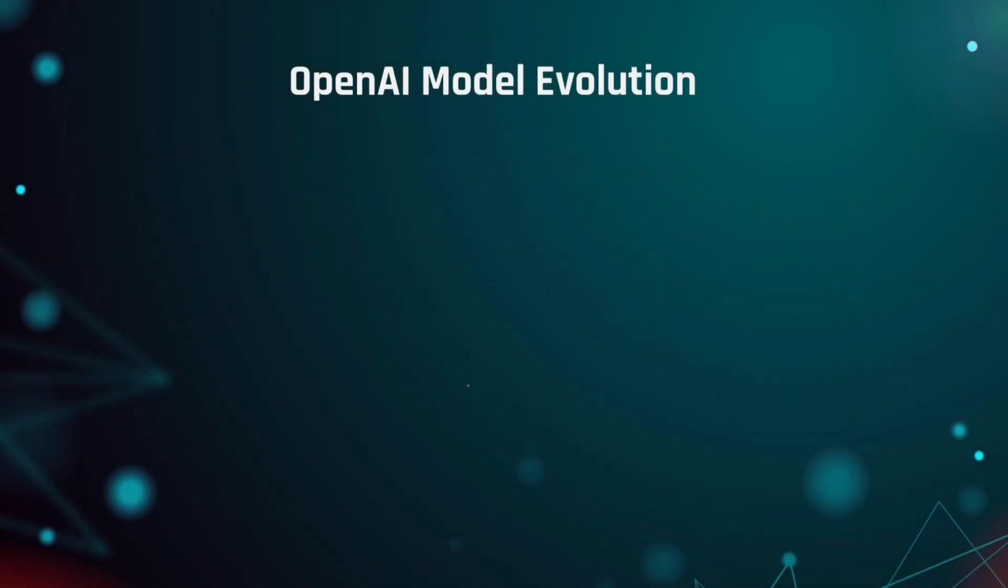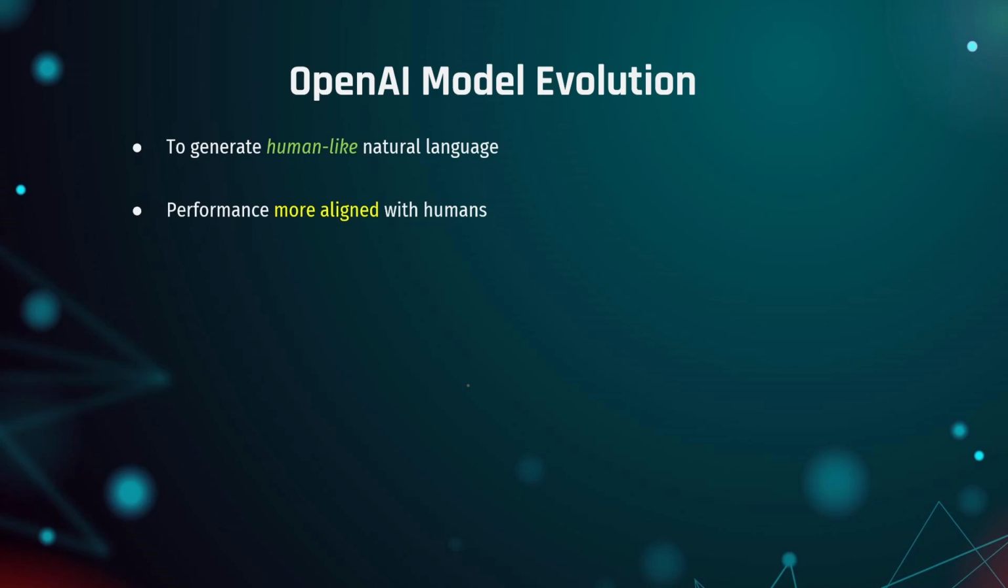Since by now you are already familiar with zero shot and few shot or in context learning ability, understanding OpenAI model evolution আপনার জন্য খুবই সহজ হয়ে যাবে. Okay, so what did we see in our last video? আমরা কি দেখেছিলাম? When developing large language models like GPT, the single goal of OpenAI was to generate human-like natural language, right? And over the years, OpenAI has been trying to align the performance of GPT with humans.